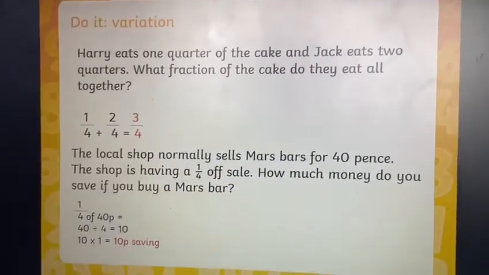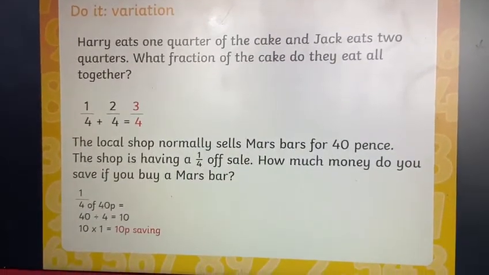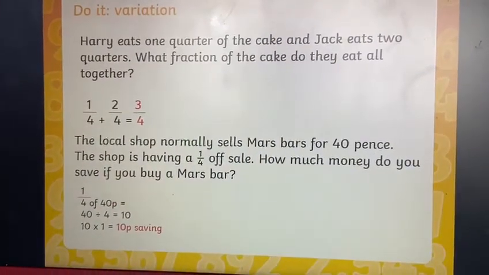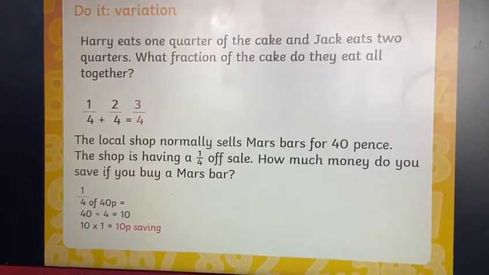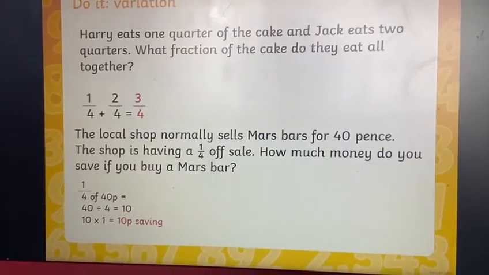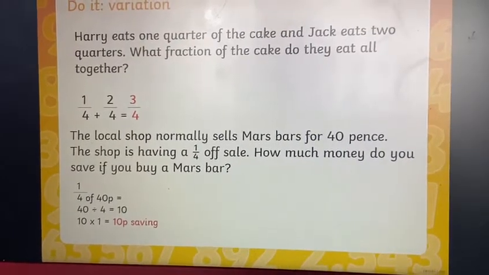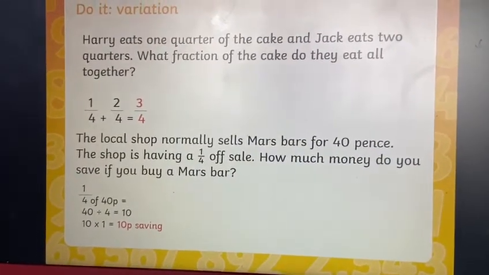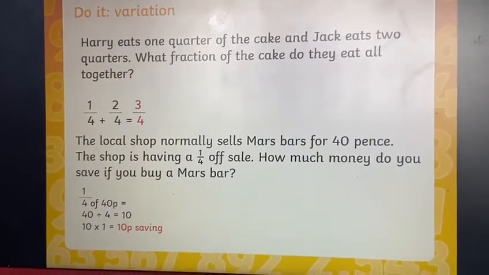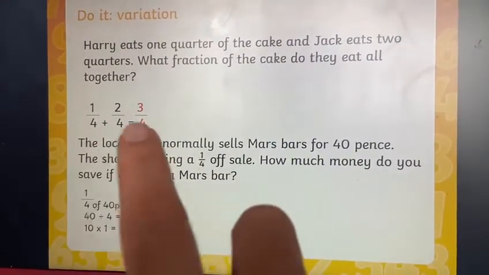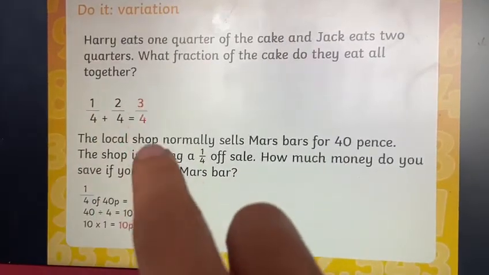So this one says, Harry eats 1/4 of the cake. So imagine you've got a cake in front of you. He's eaten 1/4 and Jack has eaten 2/4. What fraction of the cake do they eat all together? Because it's saying all together, that means it's addition. So we have to add our fractions together. So 1/4 add 2/4 is 3/4. Because remember our rule that the denominator stays the same, but we add the numerators together.